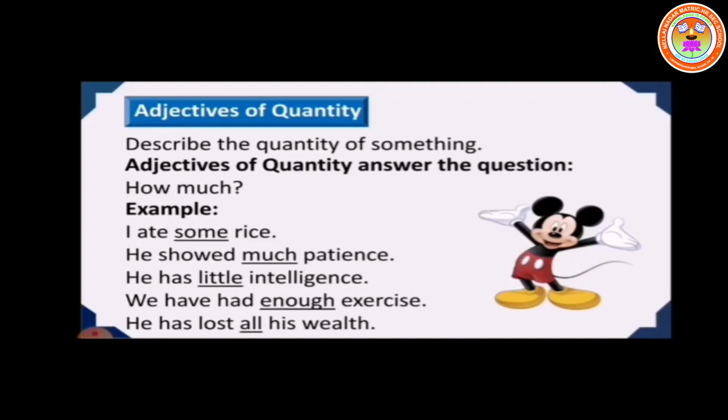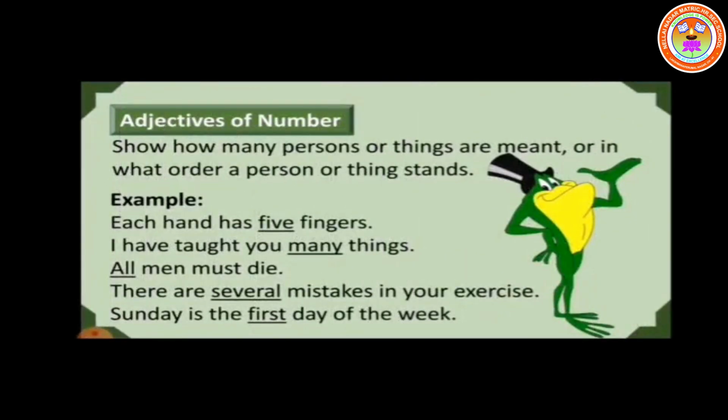Then last example, he has lost all his wealth. How much wealth he has lost? All. So all becomes the adjective of quantity. Then next one, adjectives of number.